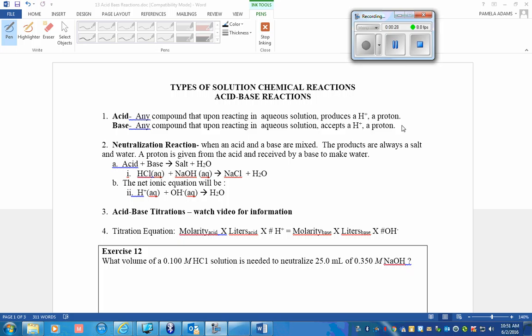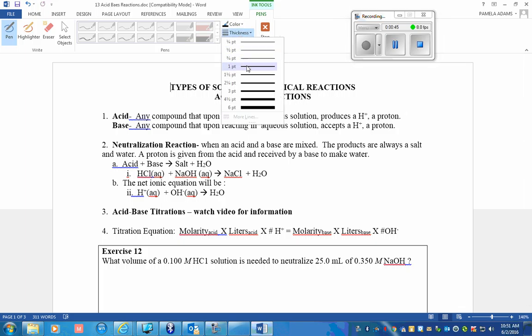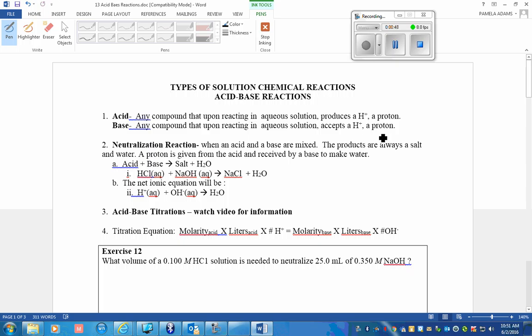So a neutralization reaction is a specialized type of double replacement reaction where an acid and a base are mixed. The products are always a salt and water. Please recall the definition of a salt. A salt is not just the stuff you put on your French fries, but an ionic compound that has a metal and a nonmetal, or a metal and a polyatomic ion. So hydrochloric acid and NaOH does make the French fry deliciousness plus water.